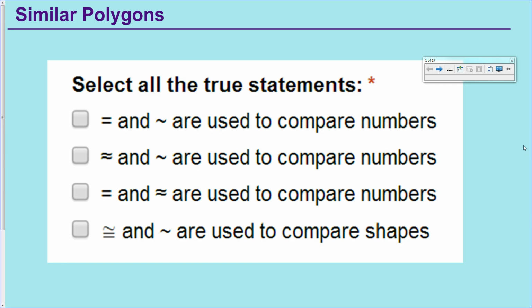It's time for 6.3 Similar Polygons. On the screen, you will see the exit question that you'll be asked in today's exit quiz. Take a look at it. It'll come back at you shortly.